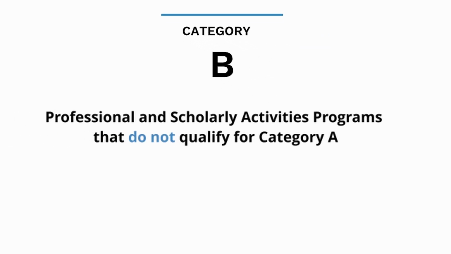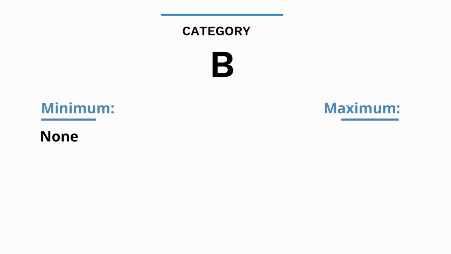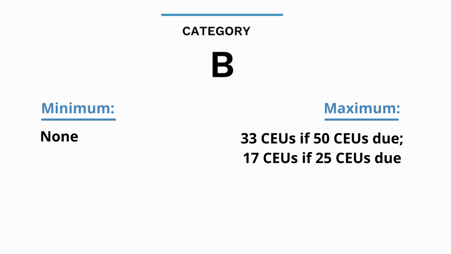Category B programs are for professional and scholarly activities programs that do not qualify for Category A. There is no minimum in Category B. The maximum for Category B is 33 CEUs if 50 CEUs are due, or 17 CEUs if 25 CEUs are due.